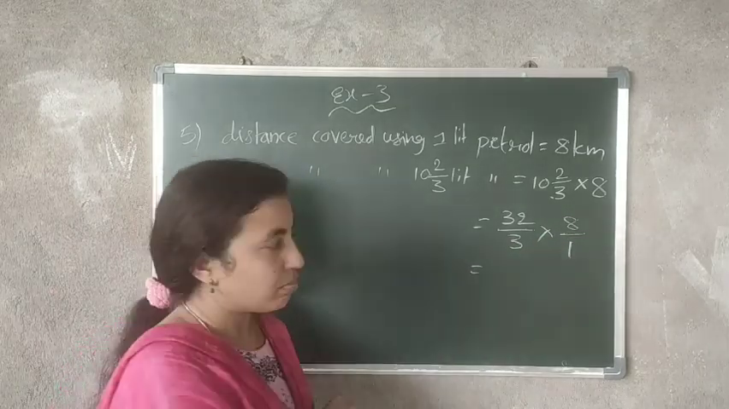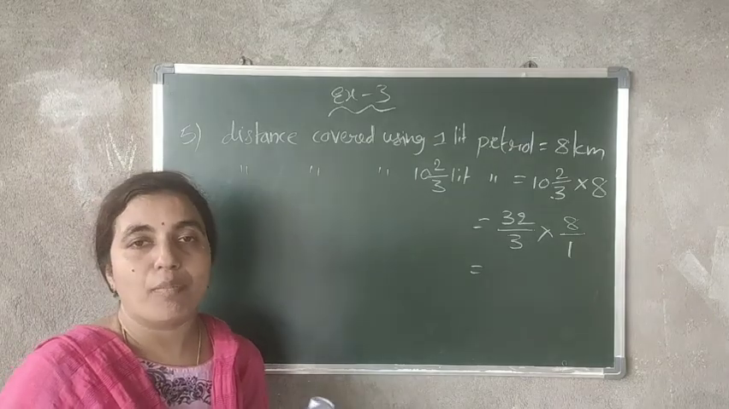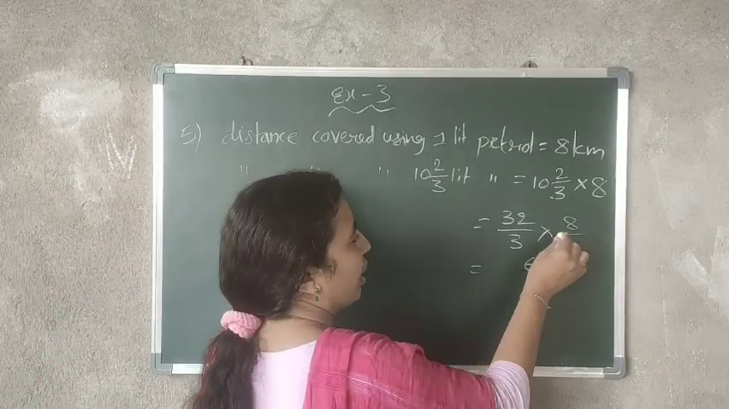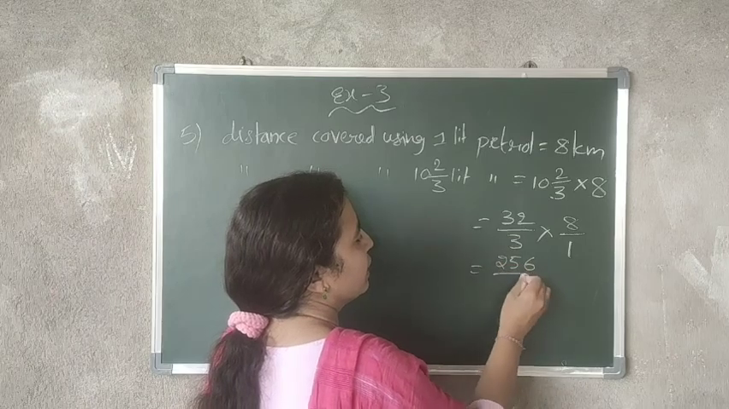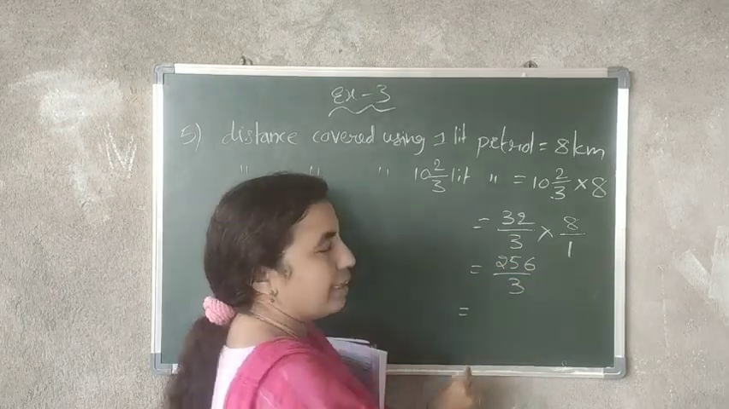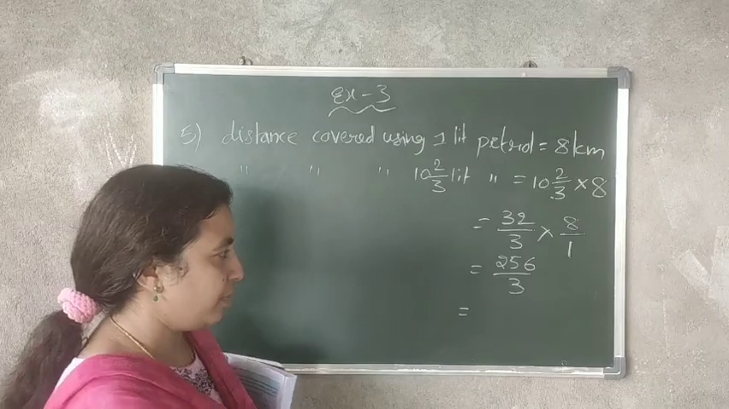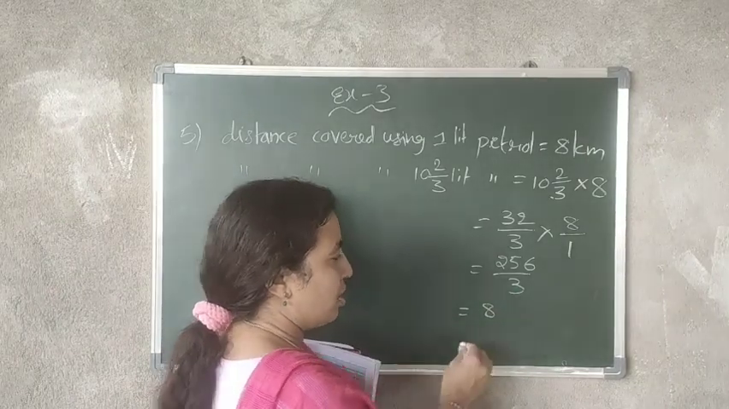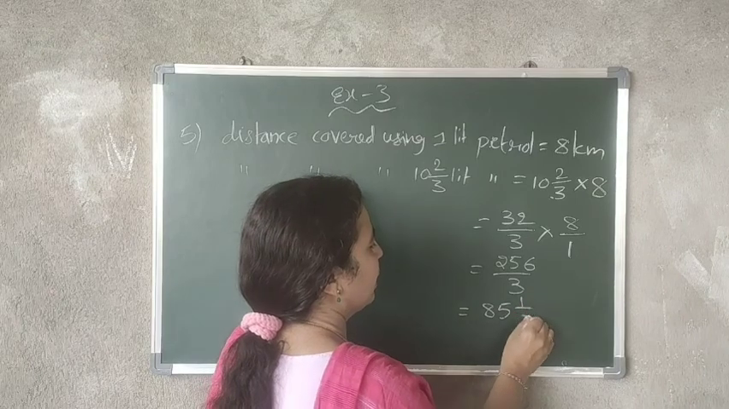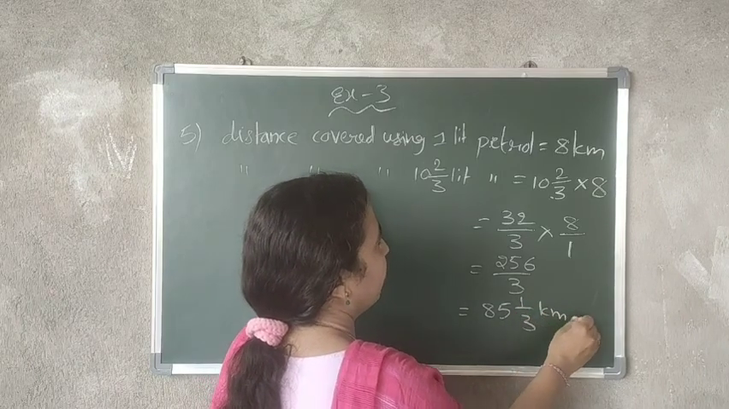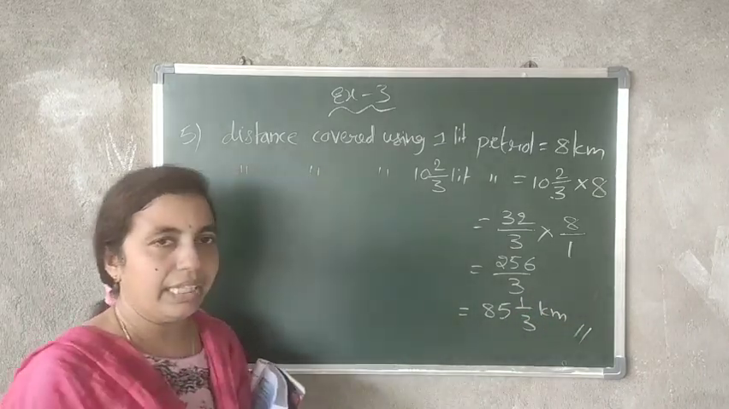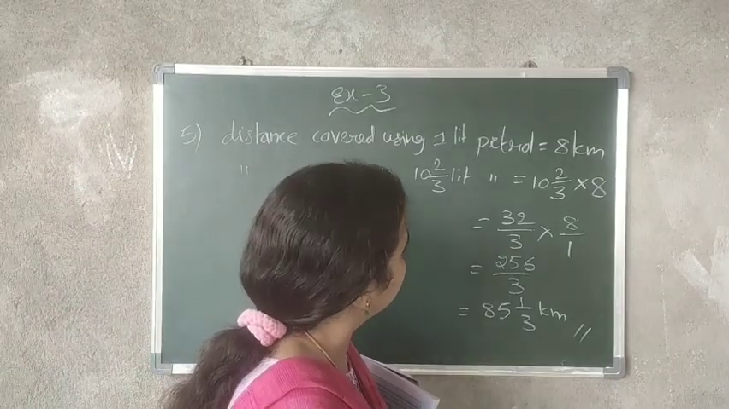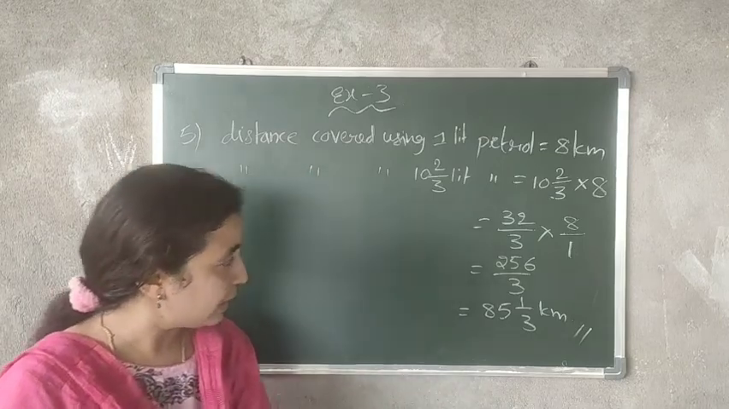Multiply it. See, there are no common factors. That's why we are multiplying. Okay. 8 2s are 16, 256 by 3. Now write this as a mixed fraction. 3 8s are 24, 3 5s are 15, 85 1 by 3 kilometers. That's it.